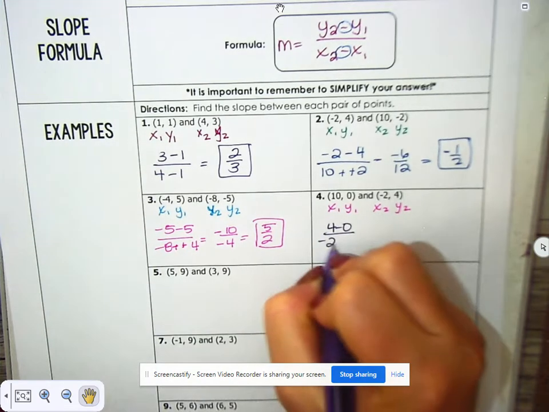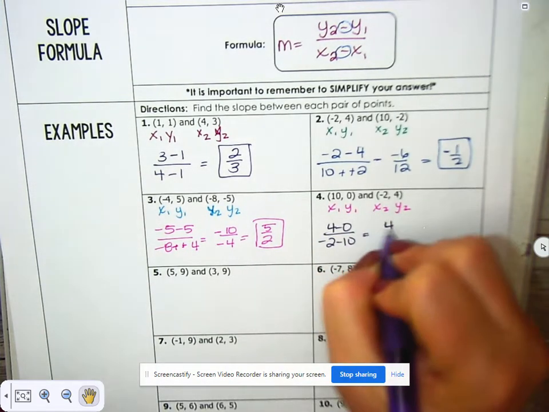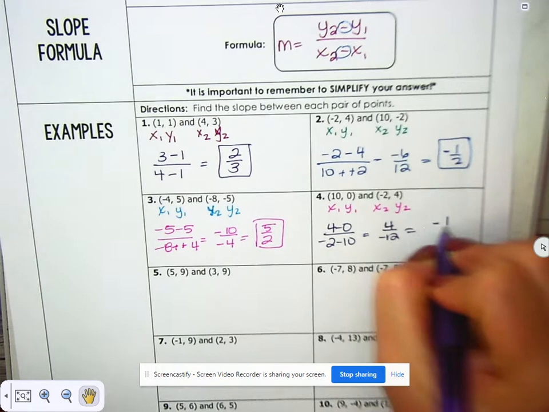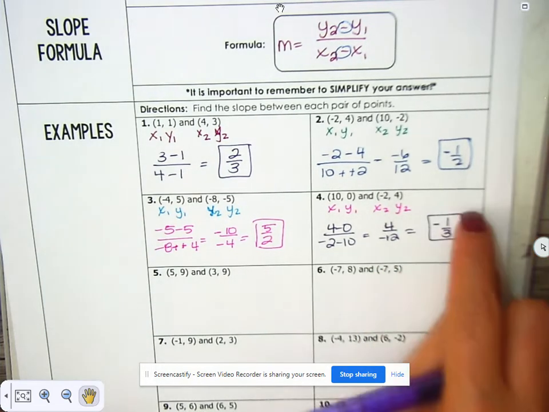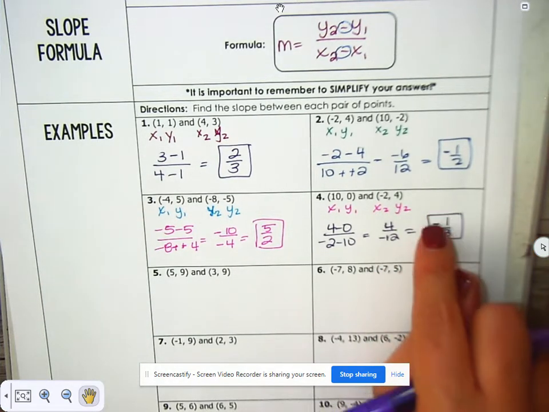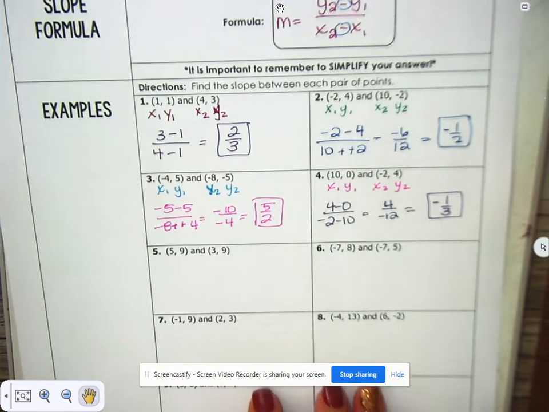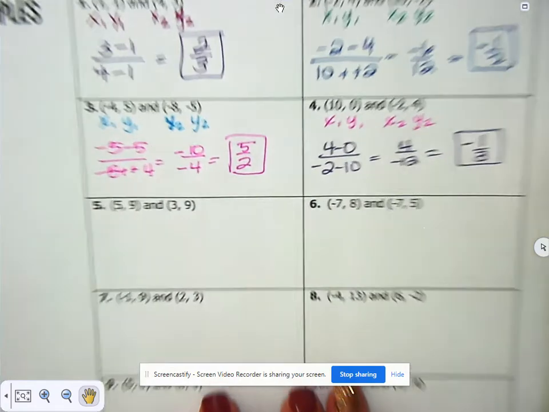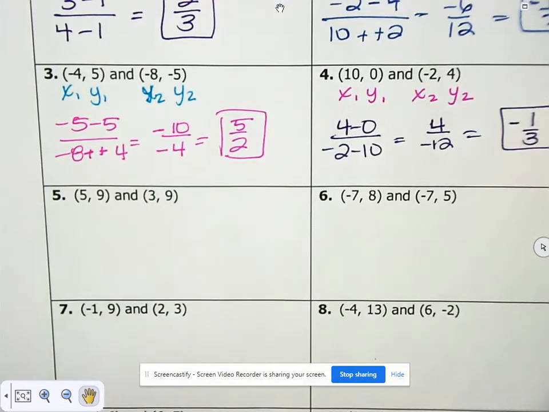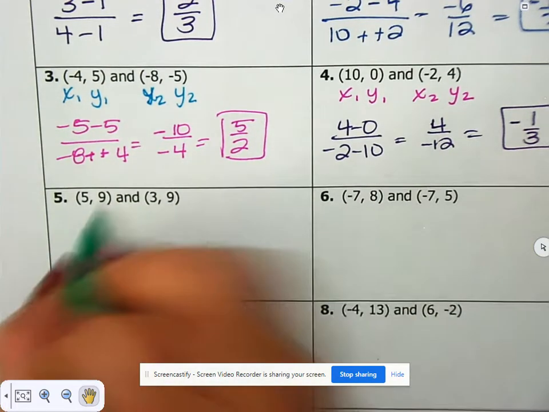4 minus 0 and negative 2 minus 10 gives me 4/-12, which reduces to negative 1/3. It doesn't matter if the negative is on the top, on the bottom, or right in the middle. I will always put my negative with the top, but it does not matter. It's the same as long as there's only one of them. Zoom in a little bit here. All right, number five.